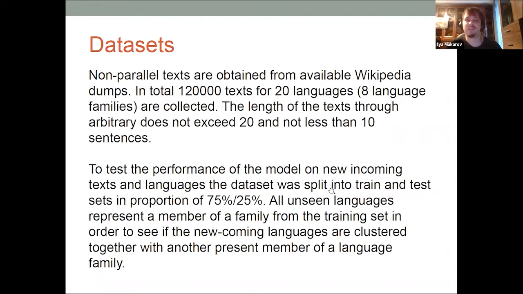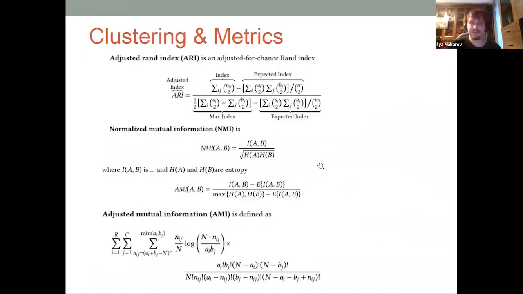So basically, we don't generalize across new families of languages, but just try to understand whether new languages fit the current family, so we already know the number of clusters. For evaluation of clustering techniques, when we have some supervision, I mean, we know ground truth values, we use several metrics such as adjusted Rand index, normalized mutual information, and adjusted mutual information.